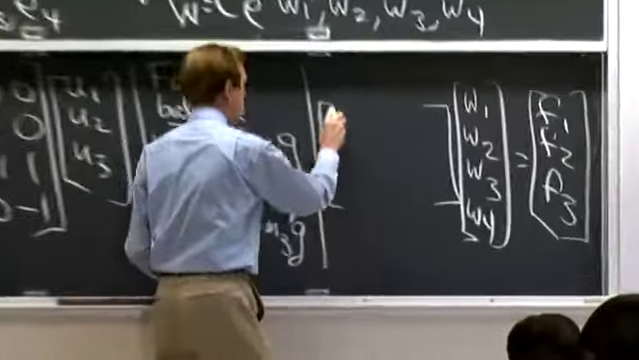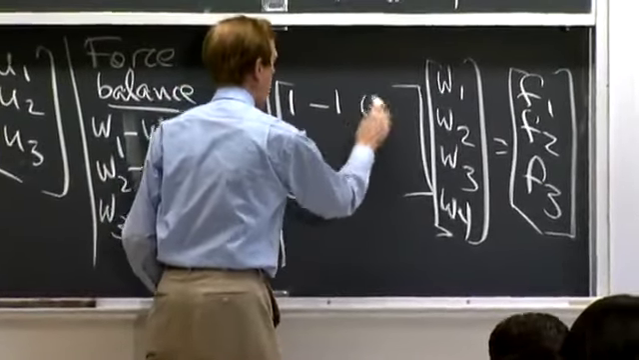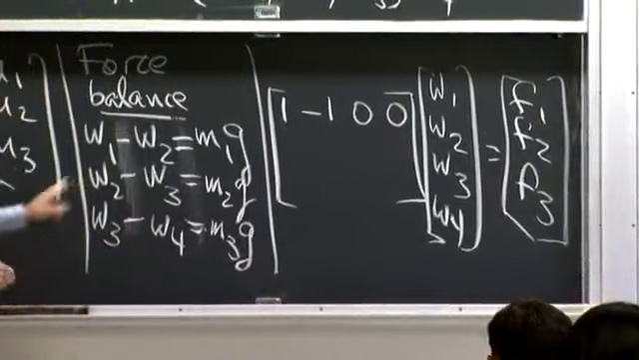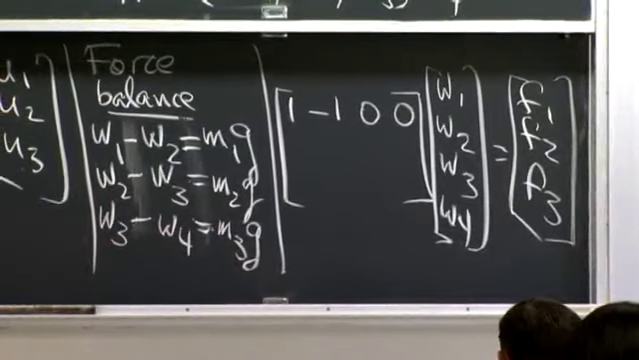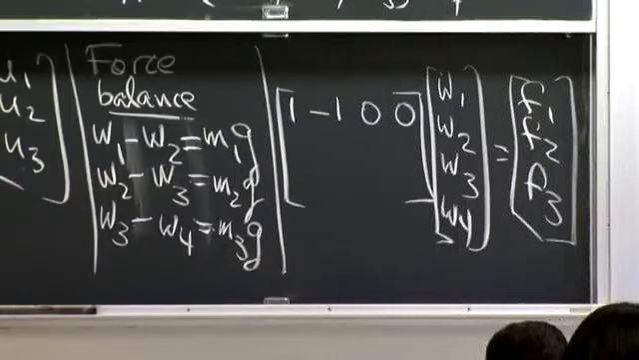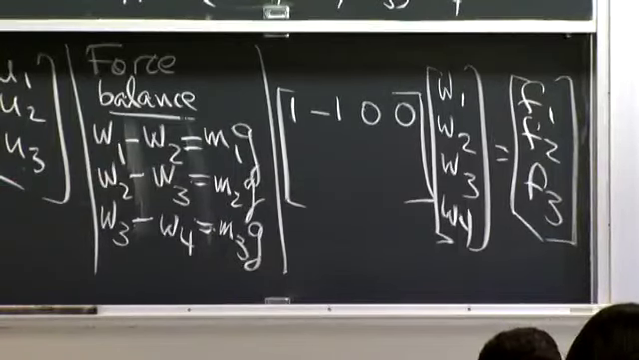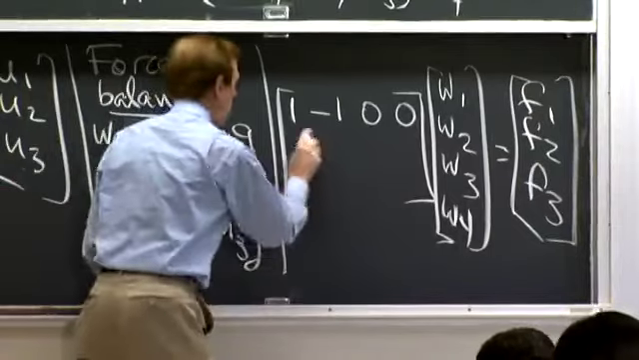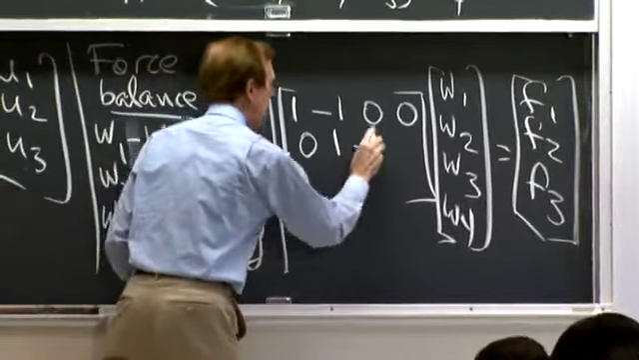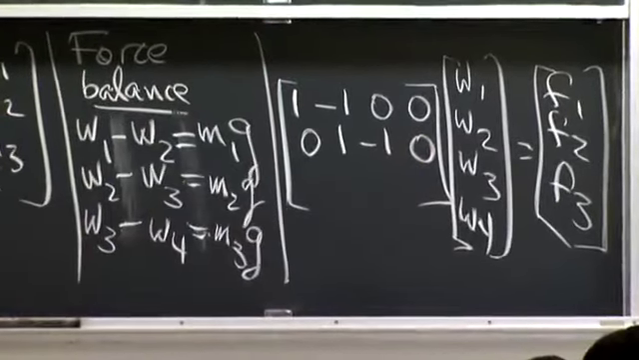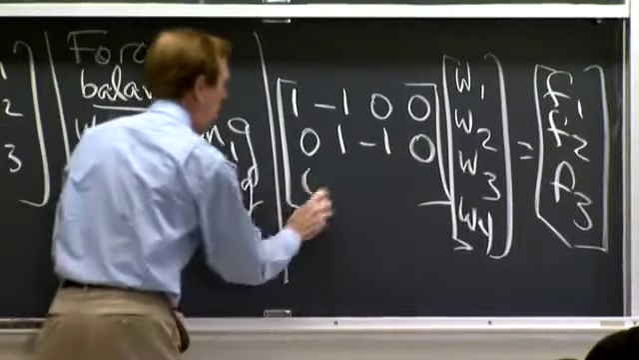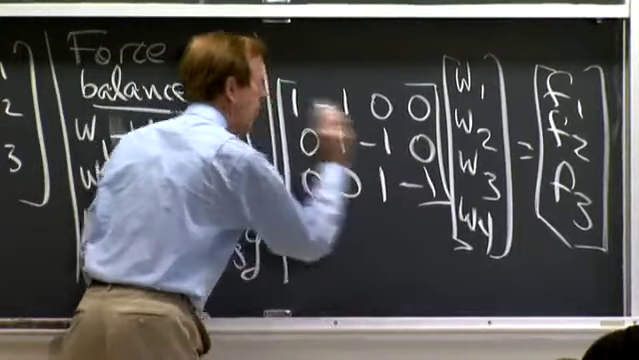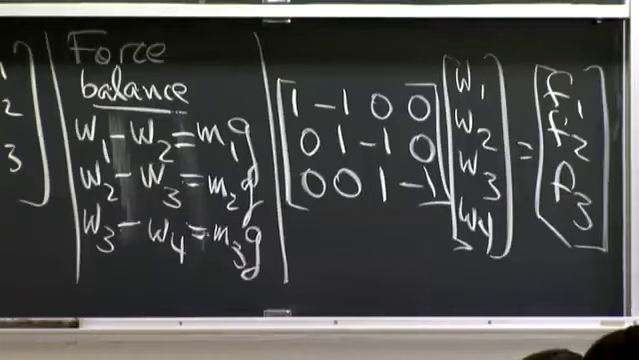W1 minus W2. I think I've got that. W2 minus W3. Tell me what the second row of the matrix looks like to give me W2 minus W3. 0, 1 for the W2, minus 1. Good. And for the third, the final row, 0, 0, 1, minus 1. So that completes the third piece.